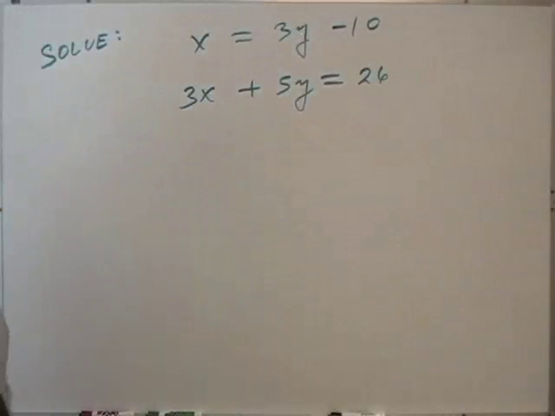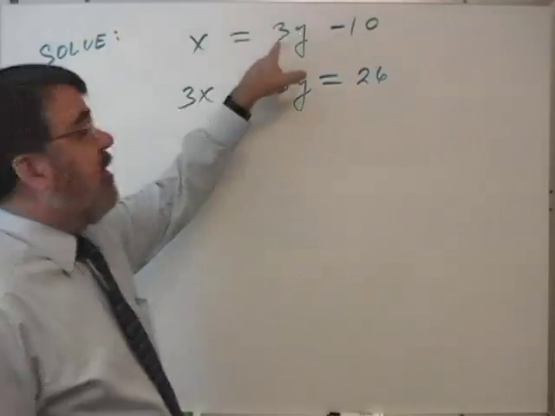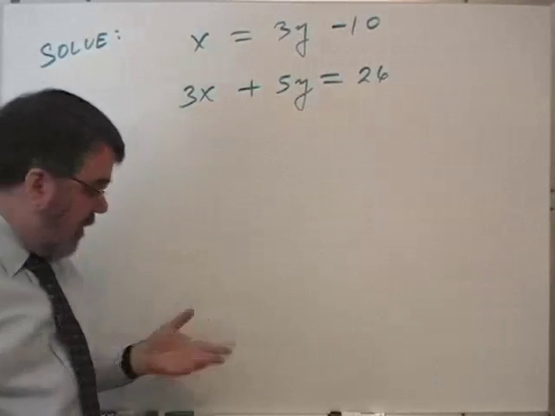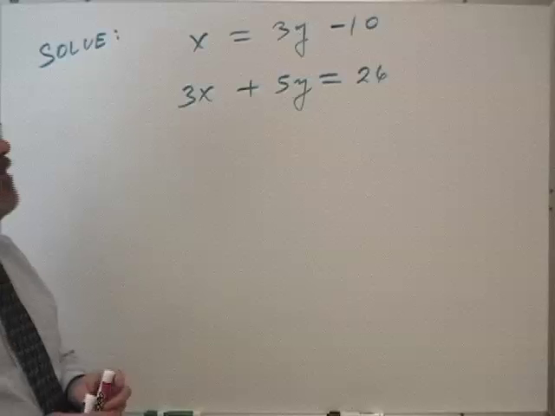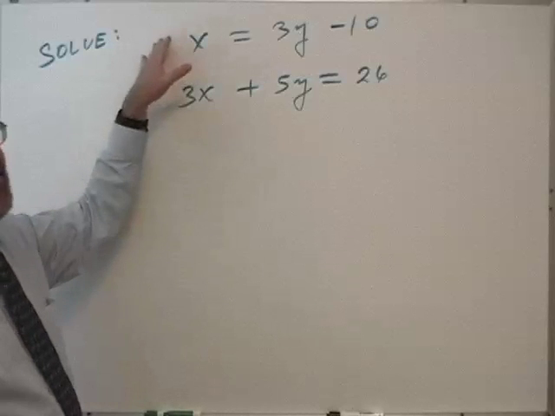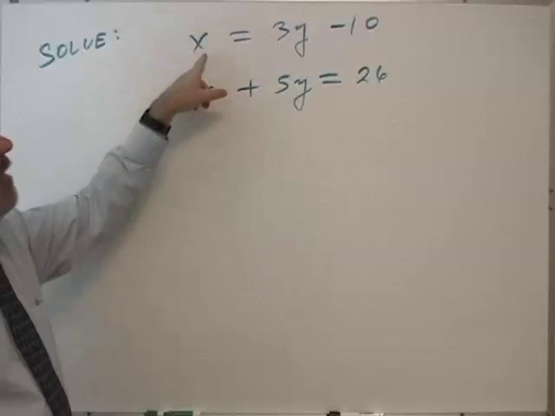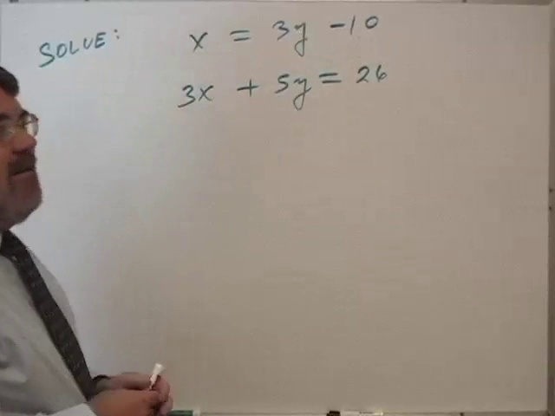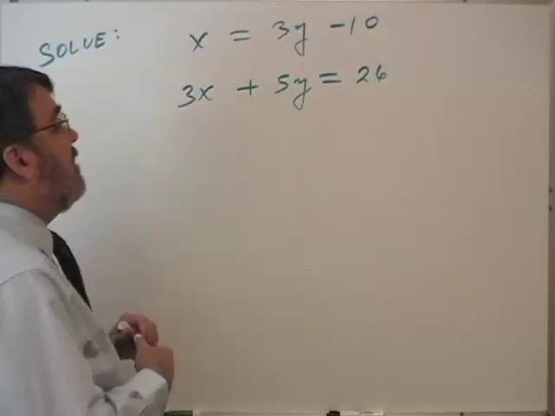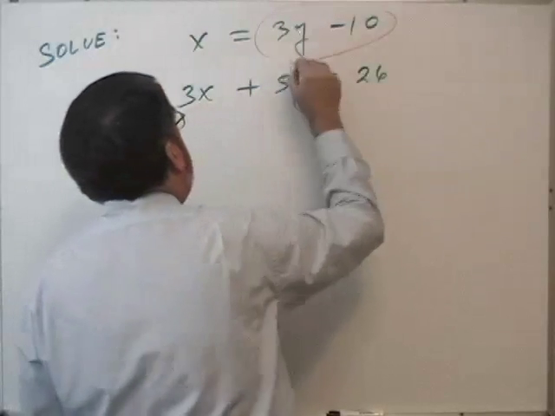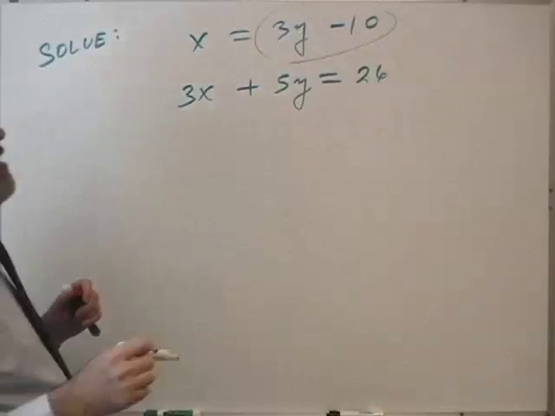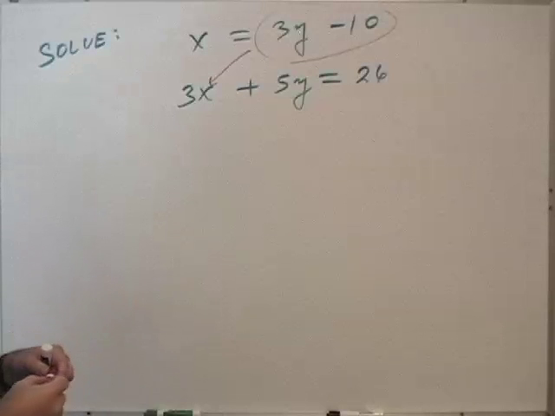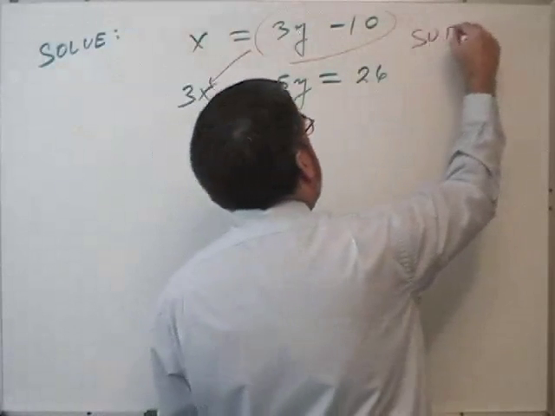It's organized a little differently. Solve x equals 3y minus 10 and 3x plus 5y equals 26. Well, what's convenient about this arrangement, instead of having all the x's and y's on one side, is that this equation is actually solved for x. So we have a replacement for x. Another name for x is 3y minus 10. So what I'm going to do is take this expression for x and replace it in the second equation. And so this is called the method of substitution.